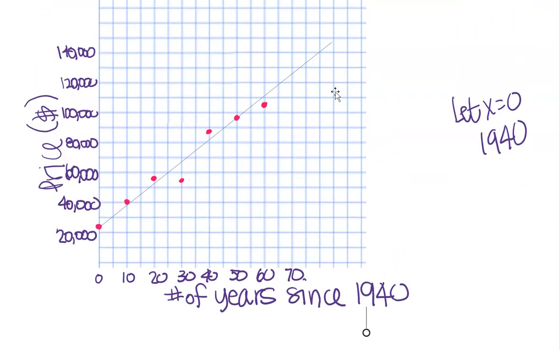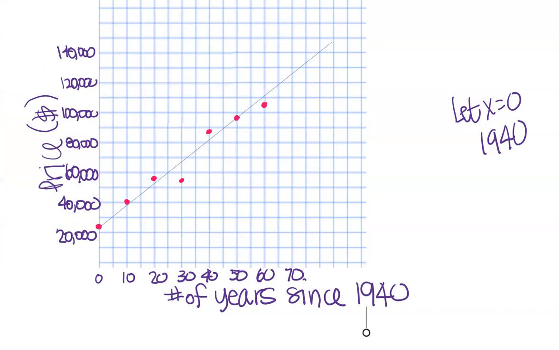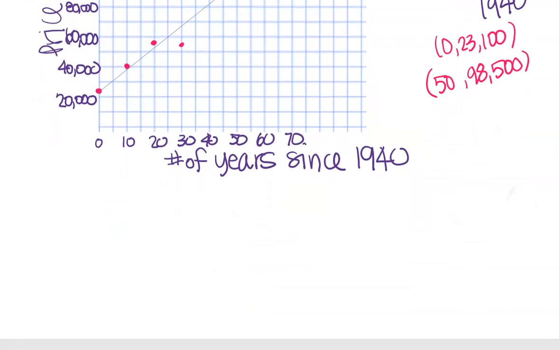It's okay. What you're going to do then is you're going to pick a couple points. And you can pick whichever points you want. They should be on the line. I'm going to choose my first one, which is 0. And don't use the year again. Use the one that's on the graph. 0, 23,100. And I'm also going to use the one that corresponds with the second to last number, which was 98,500. And it was 50. Now, what you're going to do is you're going to use those 2 points to come up with a trend line.